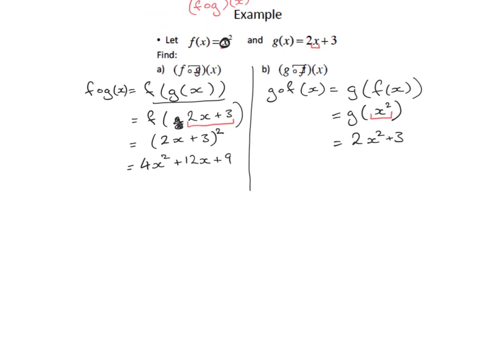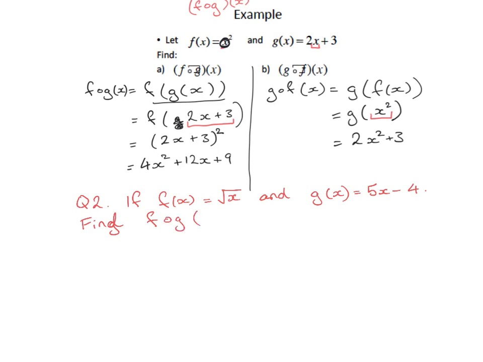Now, once again, I want to do an extra example, just because I realize there's something else you should know. Question 2. If f of x equals, let's say, root x, and g of x equals 5x minus 4, find FOG of the number 3. So now we've got to put a 3 in it.